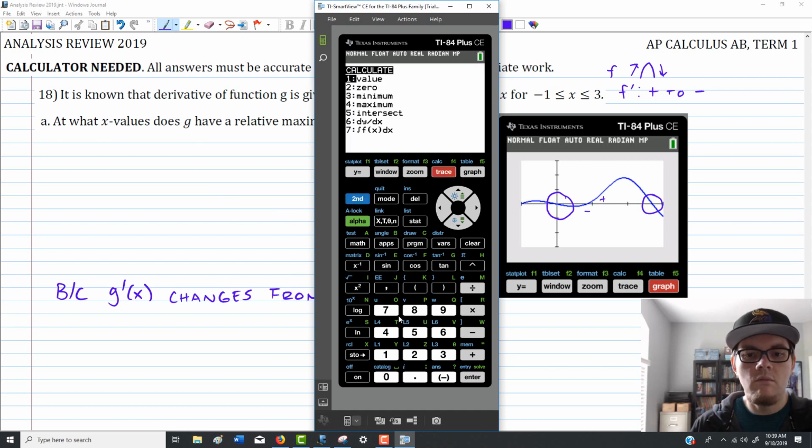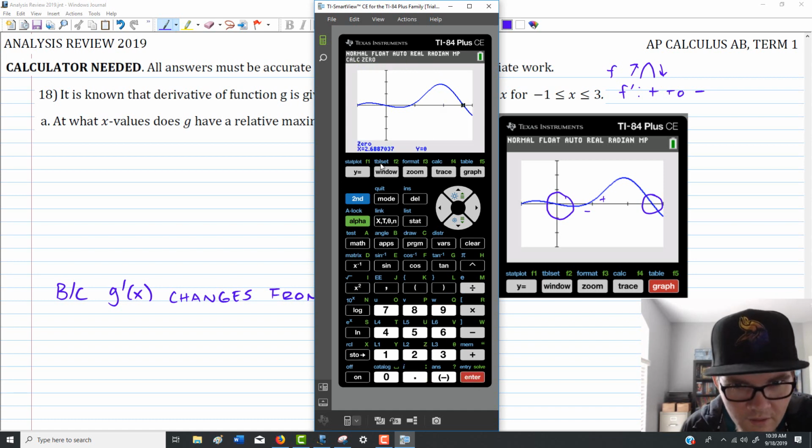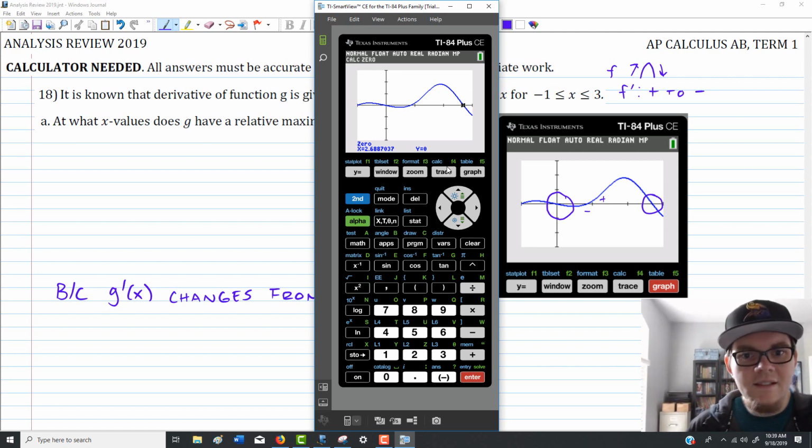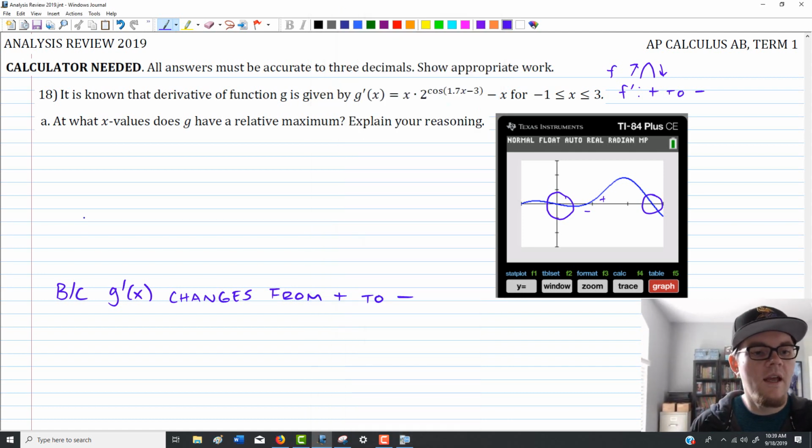For the other one, we'll find the second 0, or the other 0 we're looking for. I'm going to do that 0 between 2 and 2.9. And I'll guess that it occurs at 2.5. And it says that third zero is 2.689.